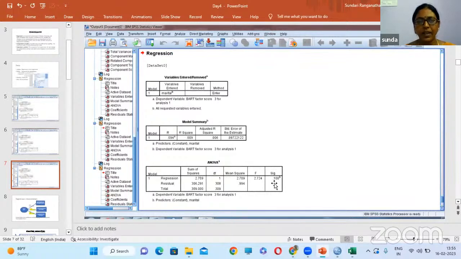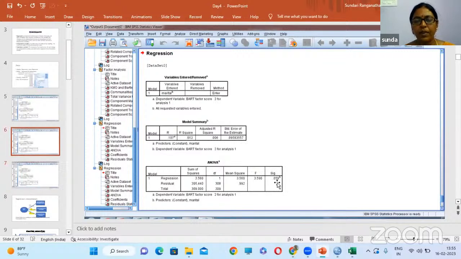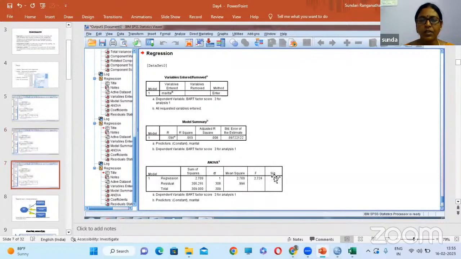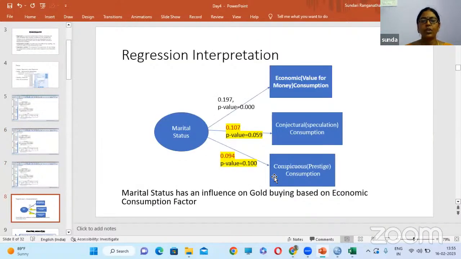And then I applied the same thing with the third model, the third factor. With the third factor, the p-value is 0.059, which is more than 5%. Anything more than 5%, we will reject, right? So even for the third factor, the regression model is not fitting. So what is the conclusion? The conclusion is marital status has an influence on consumption or buying gold for economic benefit.